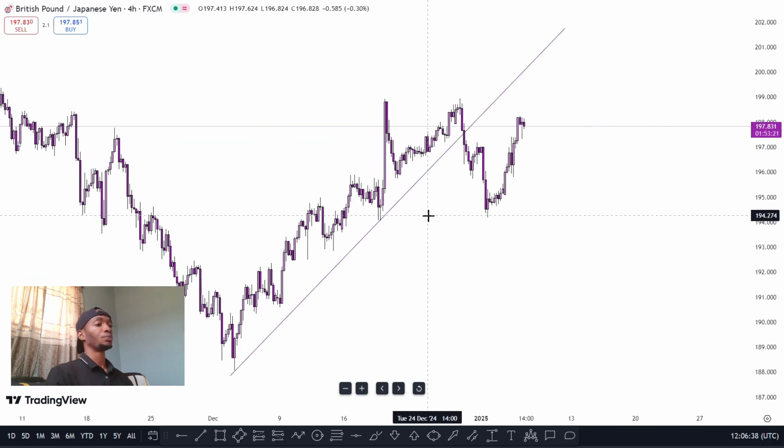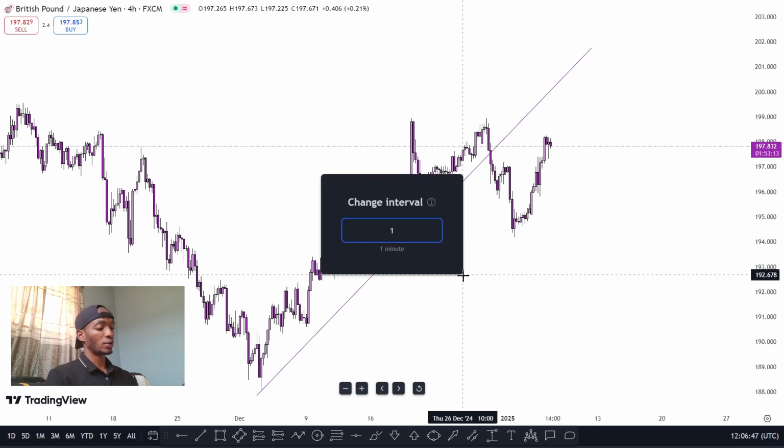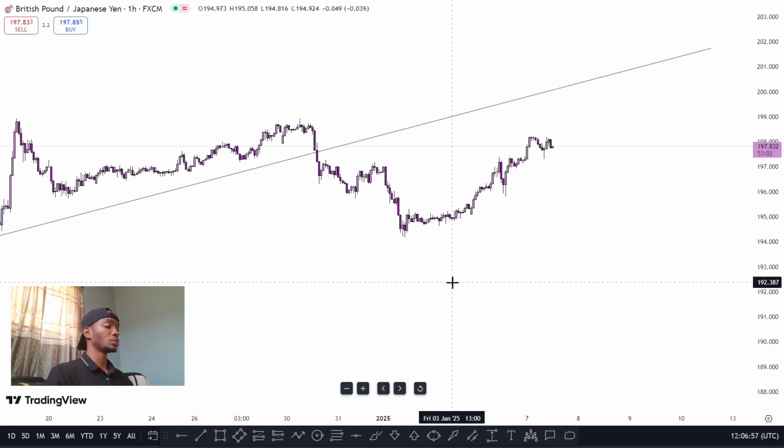After plotting this 4-hour trend line, I went back to the 1 hour time frame. This 4-hour is just for me to check the overall trend, which is the bullish market structure. So I went back to my 1 hour time frame, and I plotted my support and resistance as well.